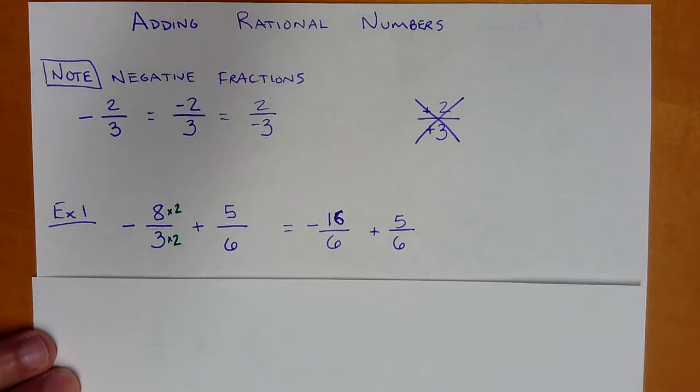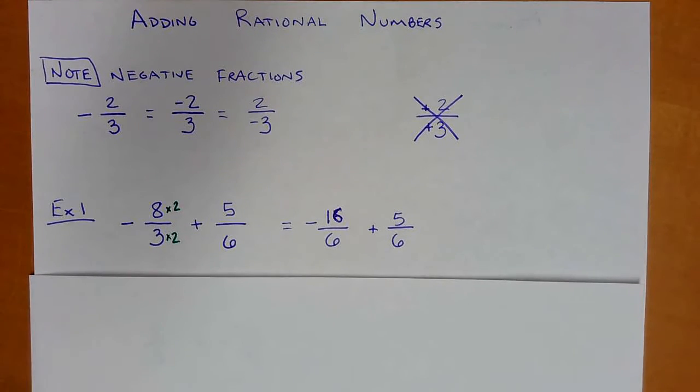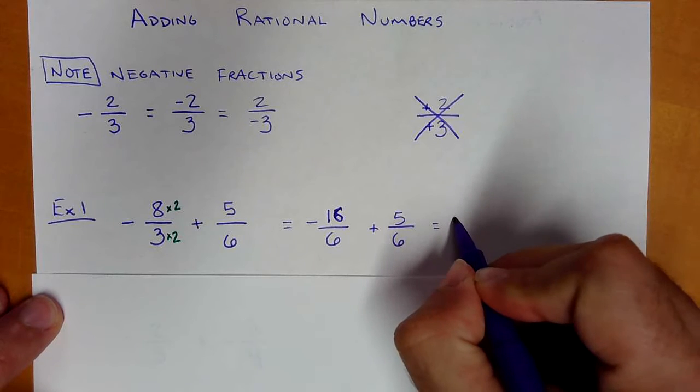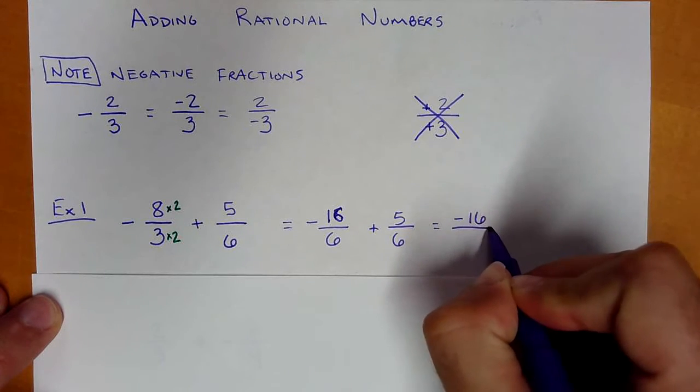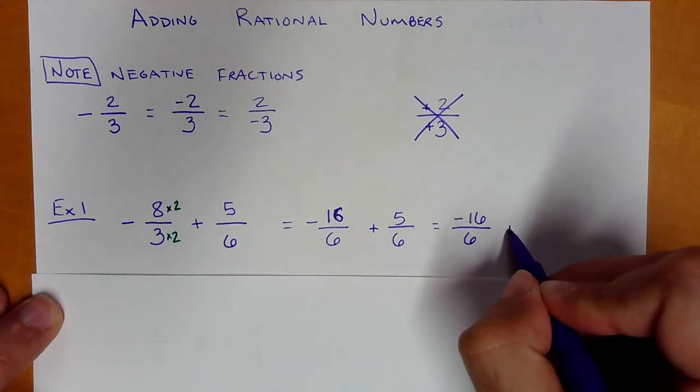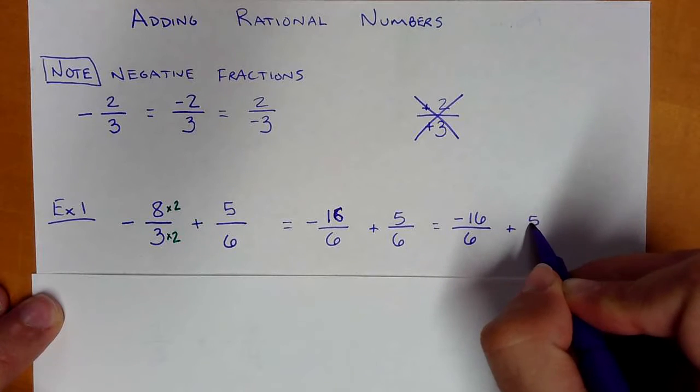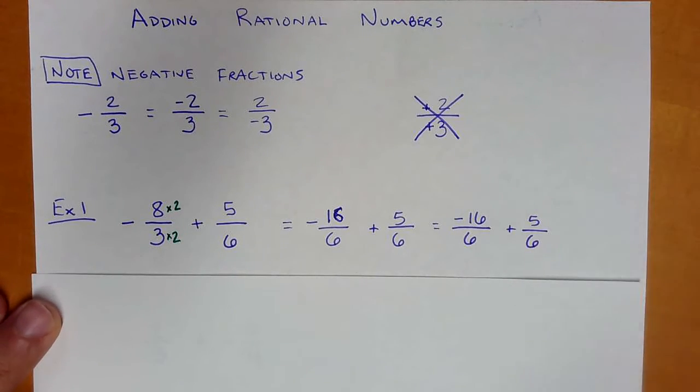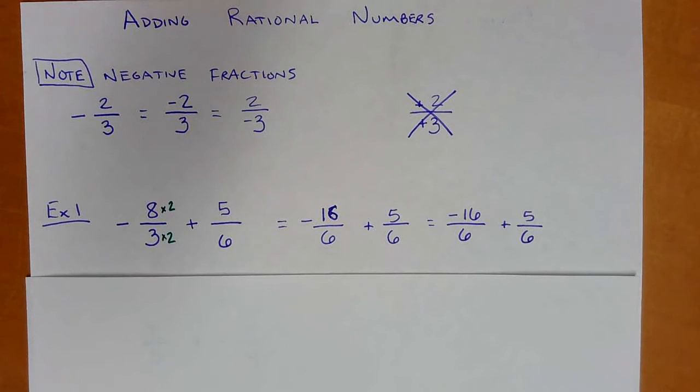I like to do things consistently, and personally, I always put the negative sign with the numerator. So I'm going to do that here. I'm going to make this negative 16/6 plus 5/6. The reason I always use the numerator is because if I made the denominator negative, now I have a negative 6 and a 6, and I know I need the same thing. So I like the habit of always using the numerator with my negative sign.